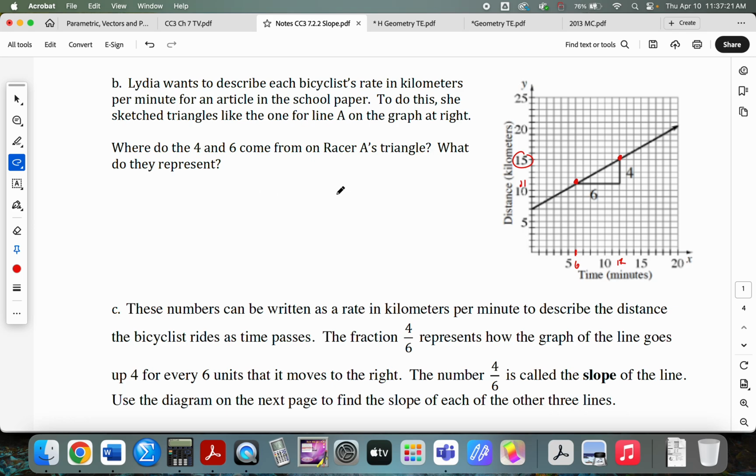So the 4 and the 6, the 4 is the change in the distance. In kilometers. And 6 is the change in time. In minutes.